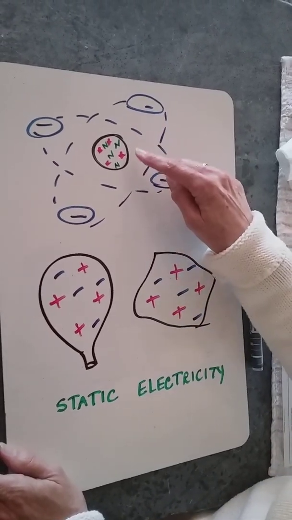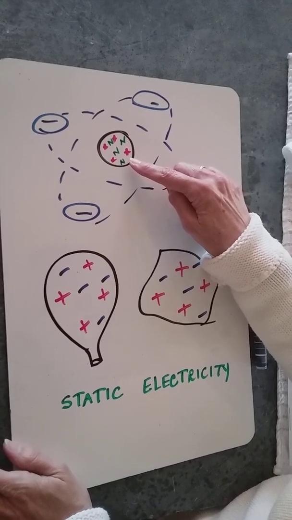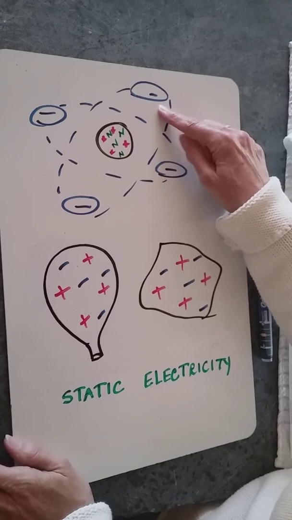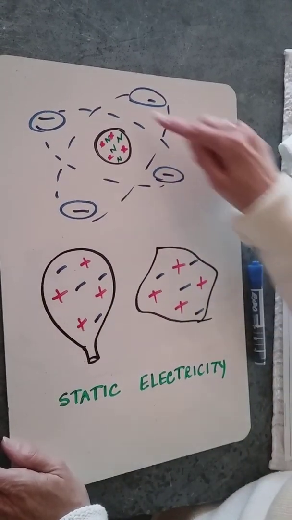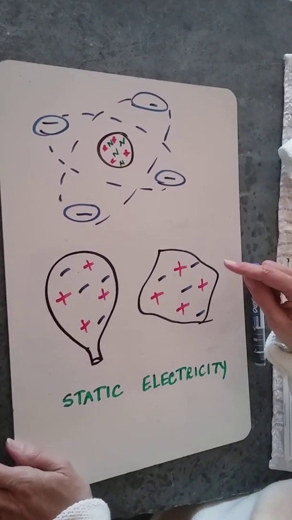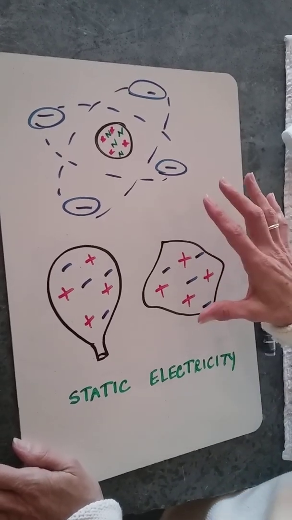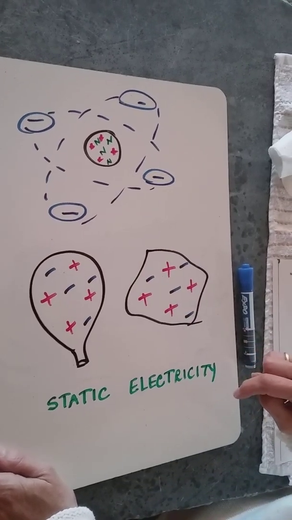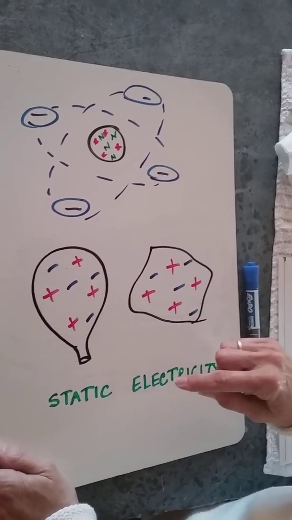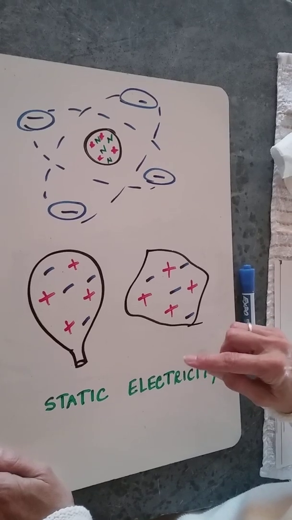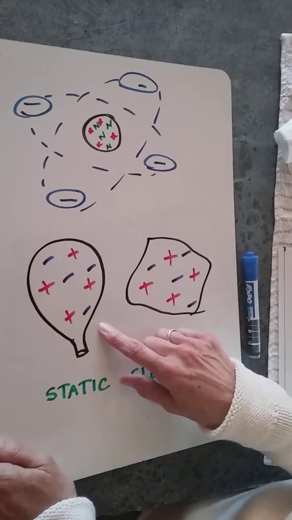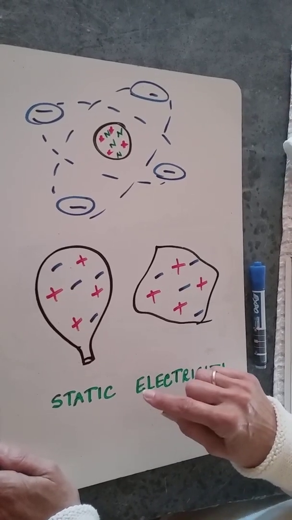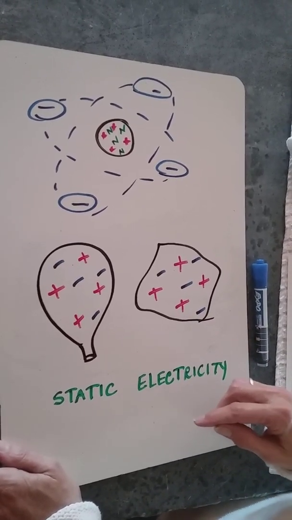It is the attraction between the protons, the positively charged particles, and these electrons, which are negatively charged, that keeps the electrons in orbit around the nucleus. All objects on the Earth have these positive and negative charges. Most atoms and most objects on Earth have an equal number of positive and negative charges. And when there's an equal number of positive and negative charges, we say that that object is neutral.